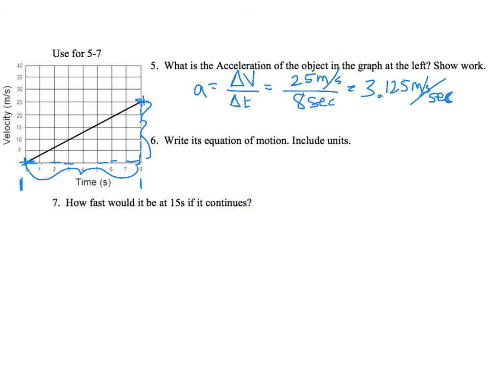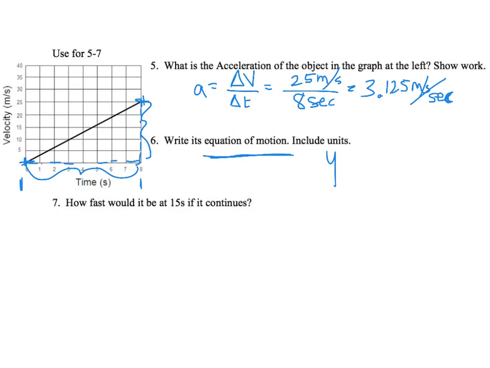Okay, write its equation of motion. And again, I just mean the equation of the line, because the line represents the motion, and so the equation of the line is the equation of motion. I know some people were confused by that, but it means the same thing. The equation of motion is the equation of the line.